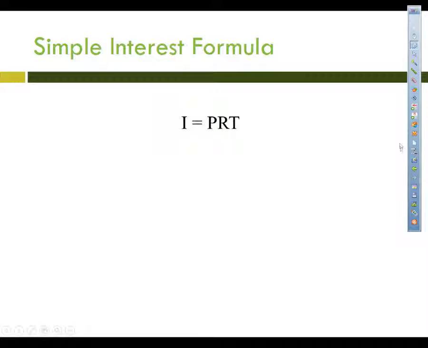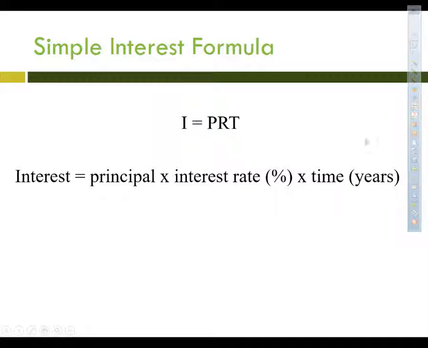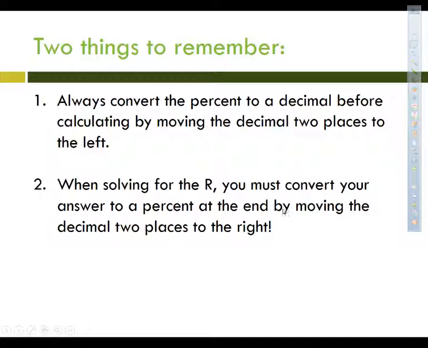The formula for finding simple interest is I equals P times R times T, which means the interest equals the principal times the interest rate times the years. Two things to remember. You always want to convert the percent to a decimal before calculating by moving the decimal 2 places to the left. When solving for the R, you must convert your answer to a percent at the end by moving the decimal 2 places to the right. Make sure you have this on the front of your foldable.